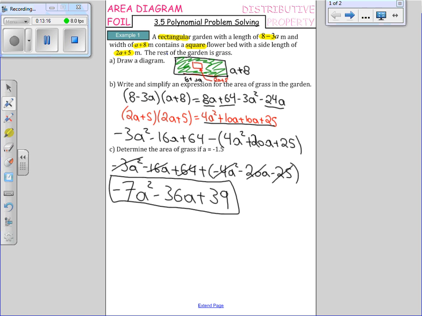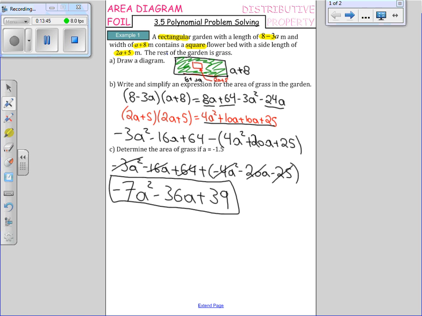Part C. Determine the area of grass if a is equal to negative 1.5. How do we solve that? Josh. Yeah. Not times by, but replace with. So anywhere in this answer where you see an a, you're going to replace it with negative 1.5.